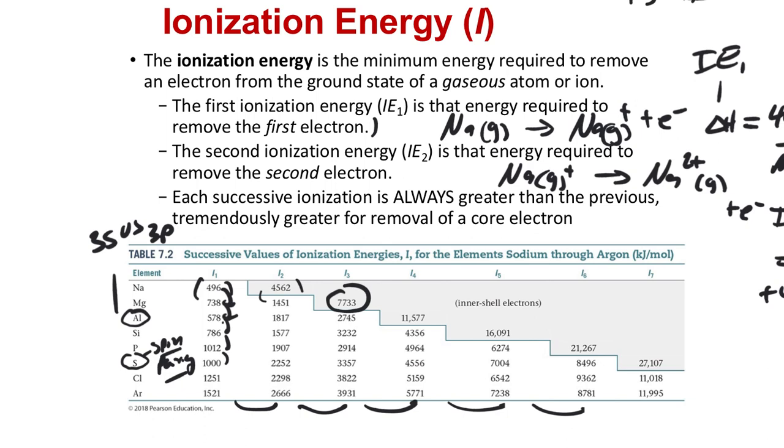That's because every time you remove an electron, you reduce electron repulsions. All the other electrons can get a little closer to the nucleus. It takes more energy to remove the next electron. And then whenever we get to the point when we're removing a core electron, it's always a big jump from the preceding electron. So for silicon, 786, 1557, 3000, 4000, then 16,000. So a big jump when we're removing one of those core electrons.